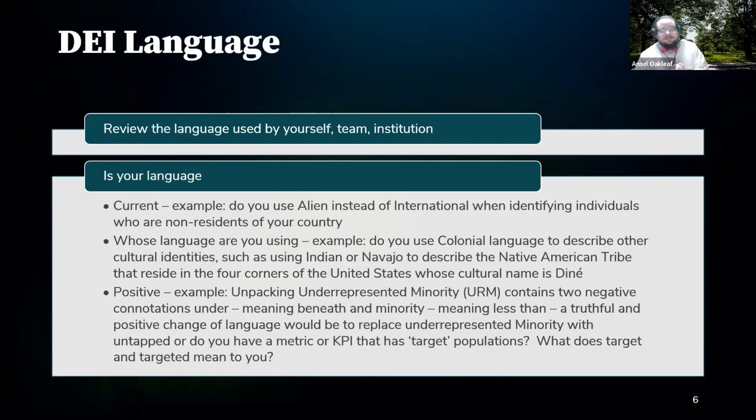So one word that I like to use instead of URM or underrepresented minority is untapped. We have untapped populations. Why aren't we using these untapped populations to help us become more successful? We could be hiring these untapped populations that can come into academia, which is traditionally a white male field. Let's look at untapped populations within a corporate role.